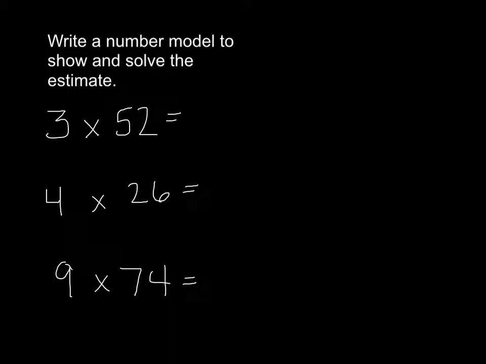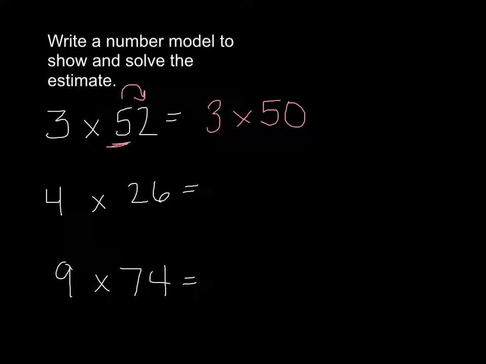Write a number model to show and solve the estimate. So for example, in the first one, you're writing 3 times, we want to round one of the numbers. So 52, if we're rounding to the nearest 10, we find our place, we look next door. If it's 5 or greater, we add one more. It's not 5 or greater, so it stays the same. All digits in front stay the same. All digits behind, 0 is your name.